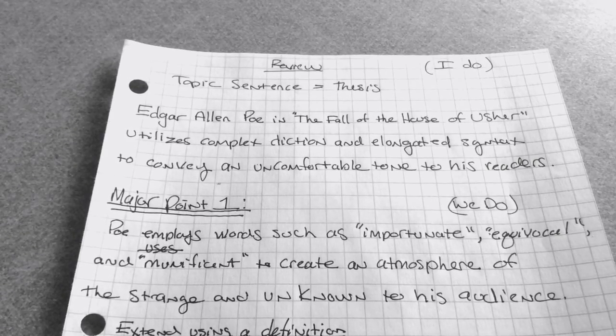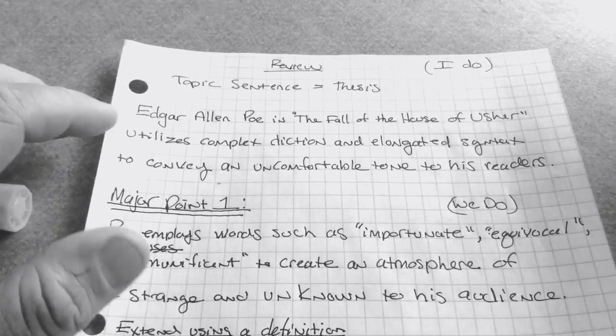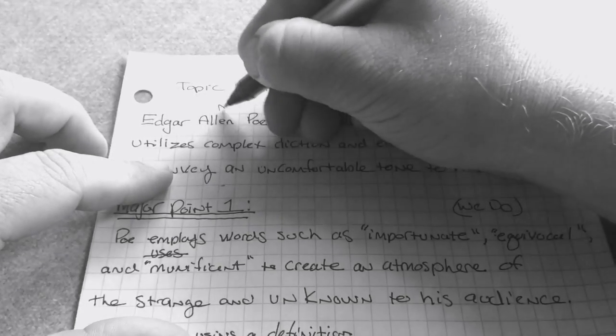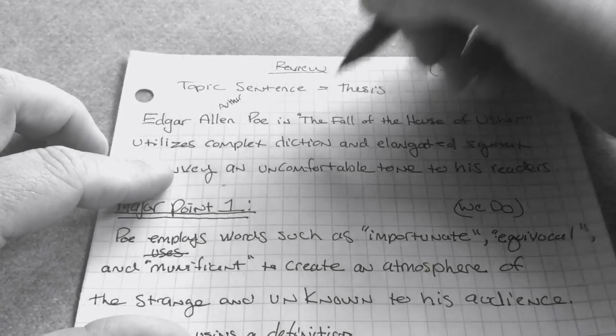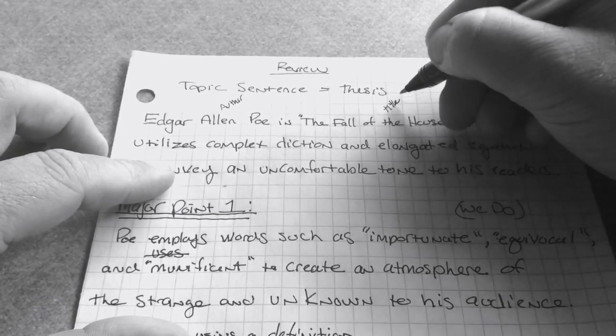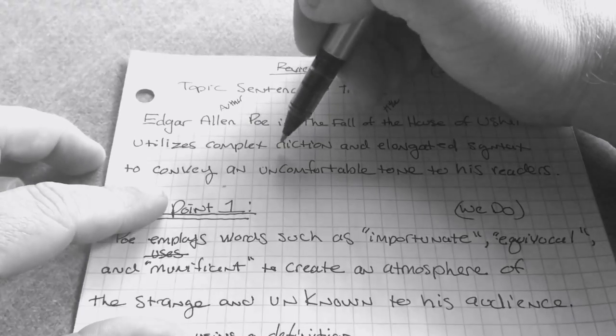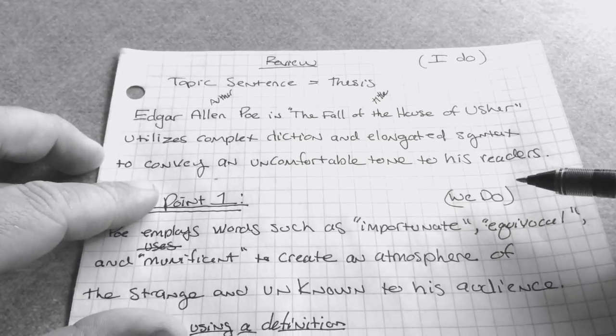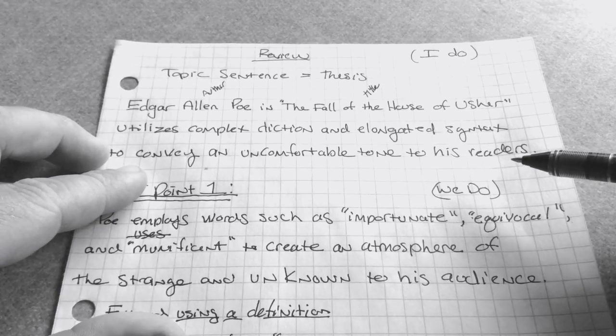But looking at this sentence right here, we have a couple of interesting things going on. First, Edgar Allan Poe. So we're starting with the author. In The Fall of the House of Usher. Then the title. Utilizes complex diction and elongated syntax to convey an uncomfortable tone to his readers.